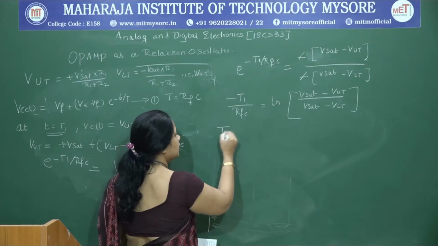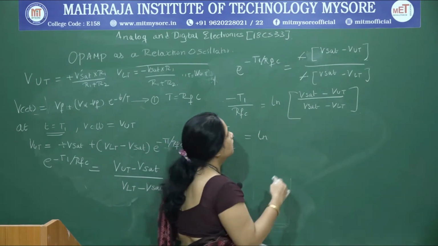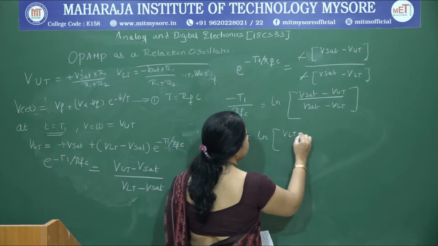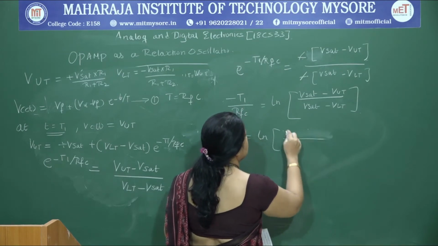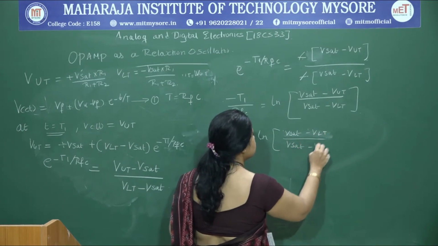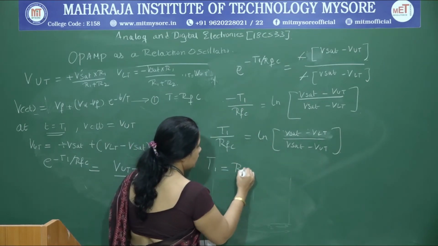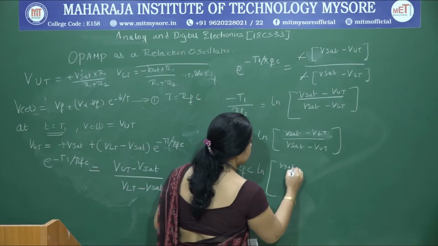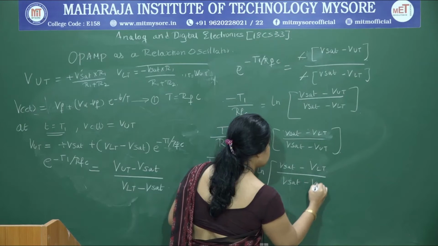My interest is T1. If I take the negative sign, RFC is going to be the ratio, and if I take the ratio, it is going to be 1 over this. So, it is Vsat minus VLT divided by Vsat minus VUT. Now, my interest is T1. T1 is going to be RFC logarithm of Vsat minus VLT divided by Vsat minus VUT.